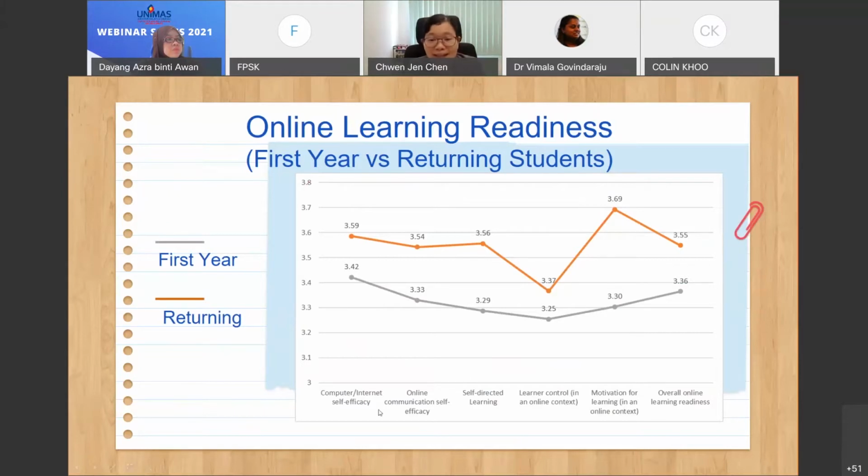So these are the aspects that we actually look at. For instance, in terms of their motivation for learning, learner control here refers to whether they get distracted or not with other matters during online learning. In fact, many of them reported that they have a problem concentrating on their online learning, because they have so many other distractions, social media and things like that. So they cannot have that kind of learner control. So what can we do?